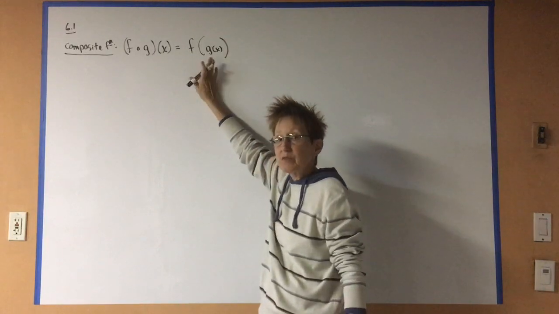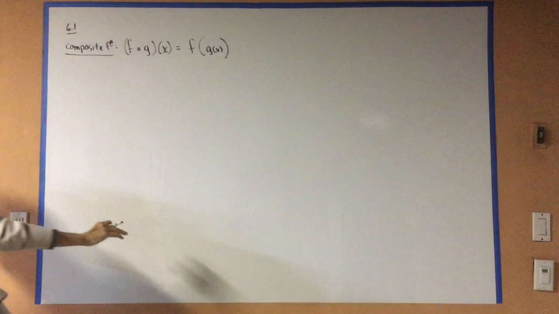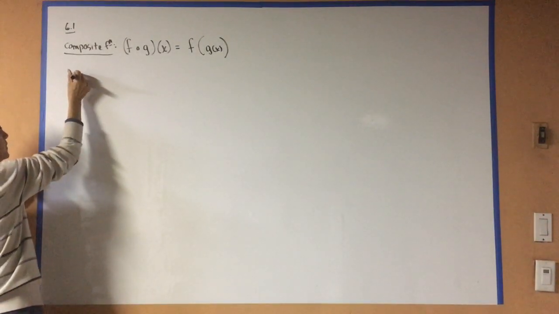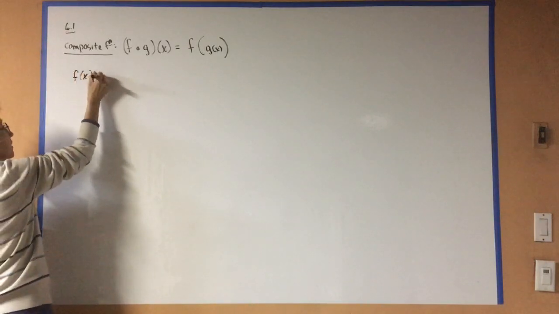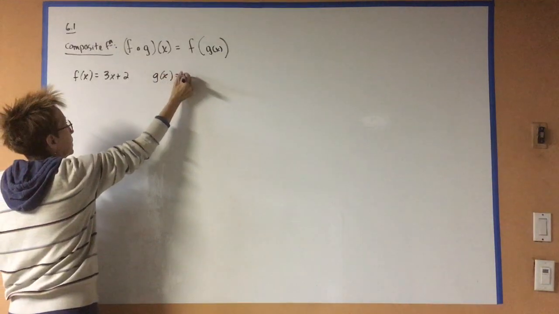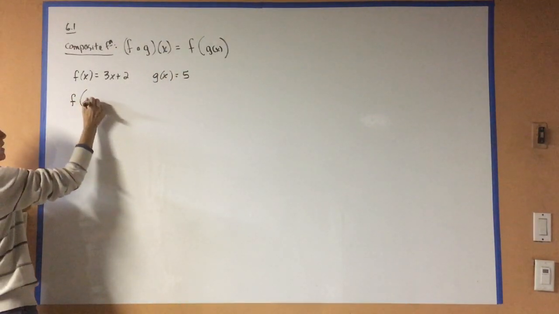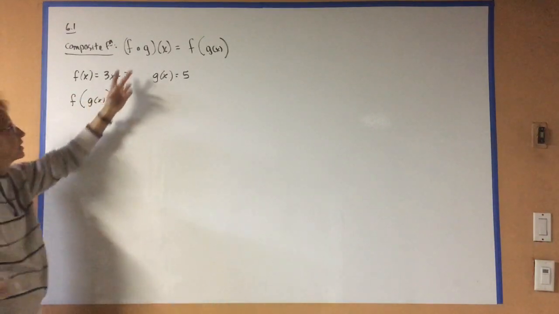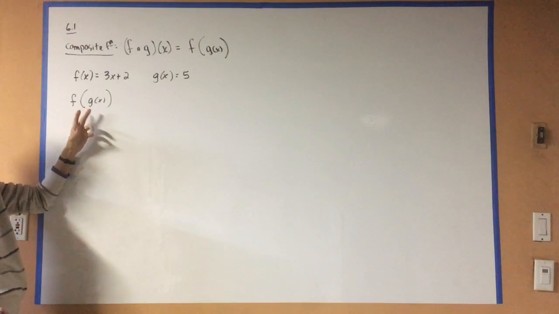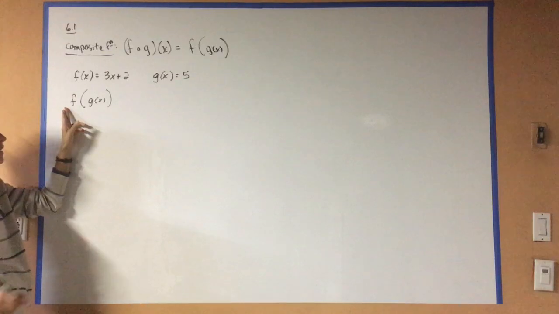Basically, again, what it's saying is we're putting one function into the other. That's what a composite function is. So in other words, if I told you that f of x was 3x plus 2 and g of x was 5, if I wanted to find f of g of x, in other words, the composite function, f composed of g, basically what I'm telling you to do is put whatever g of x is into f.